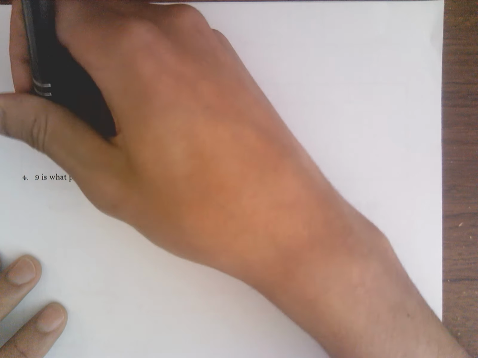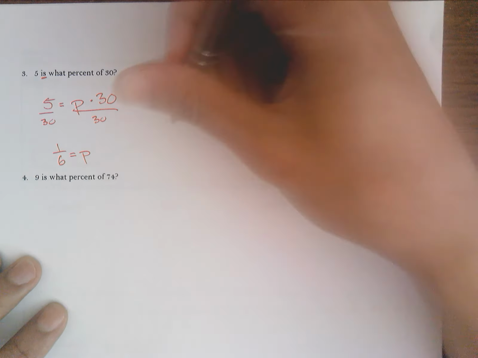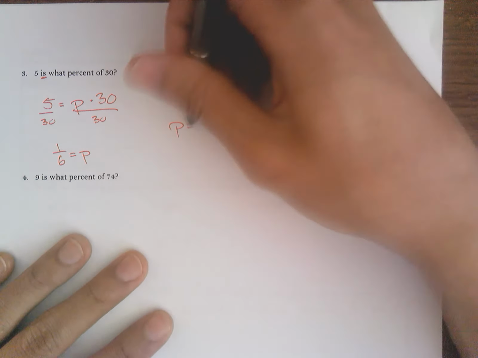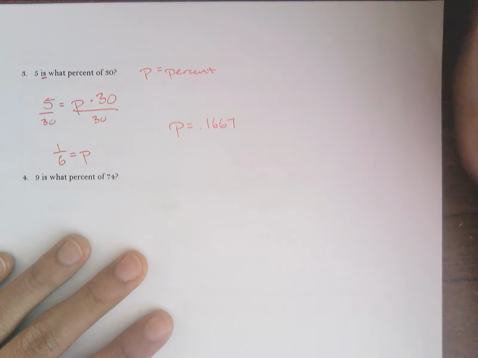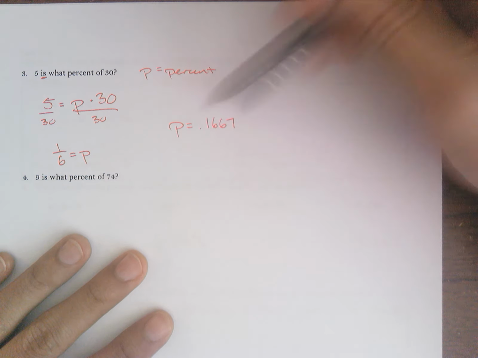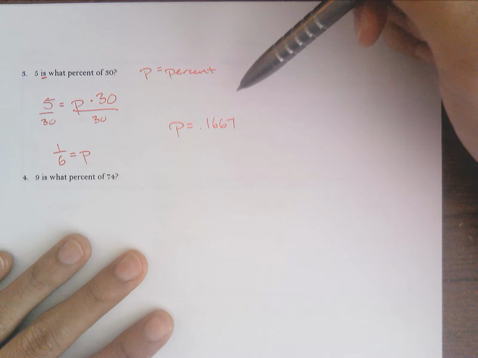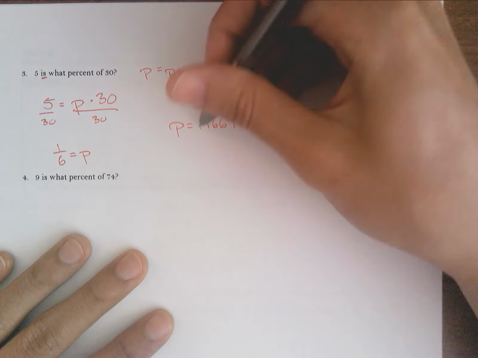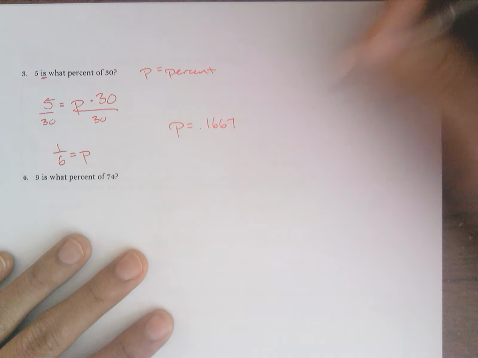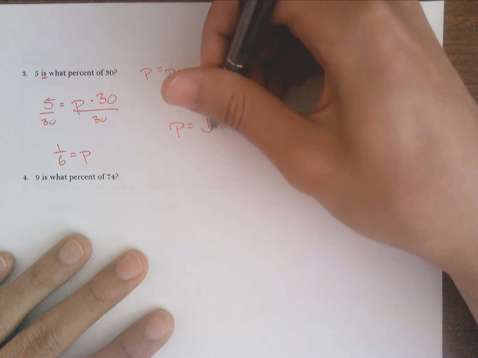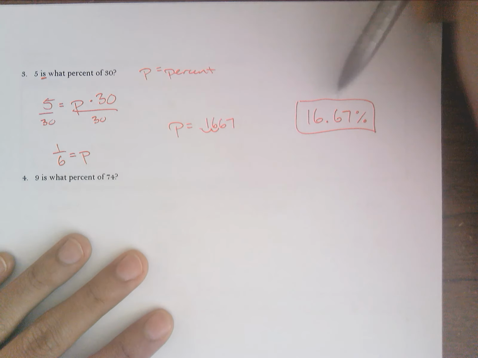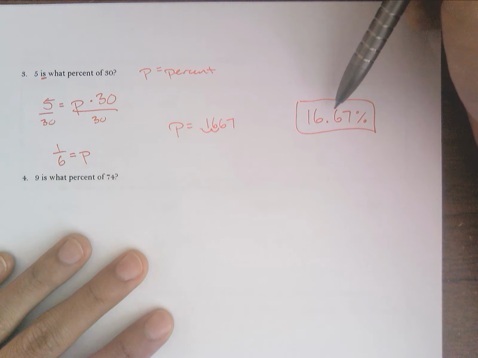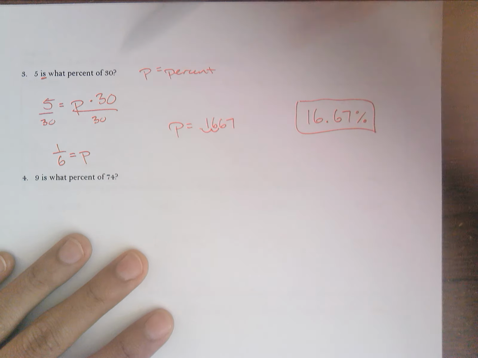All right. So again, this is 1/6, or you can write out the decimal, which is 0.1667. Now, we want a percent. So this is the decimal representation. We want the percent. So we're going to move the decimal 2 places to the right. So now we're looking at 16.67%. And that is, 5 is 16.67% of 30.